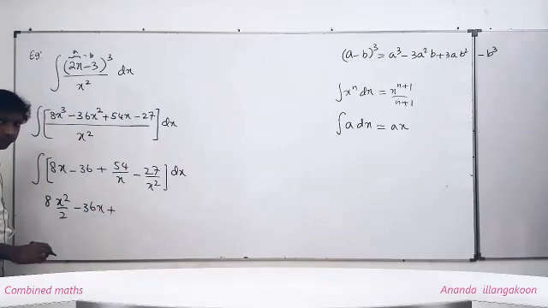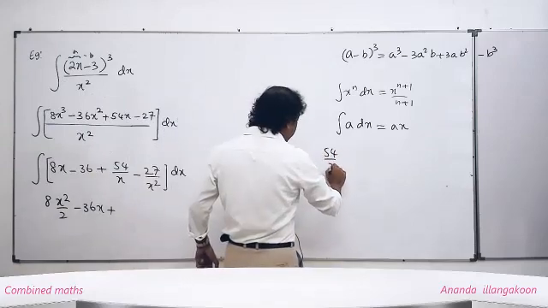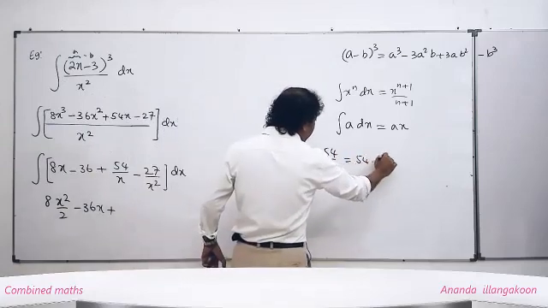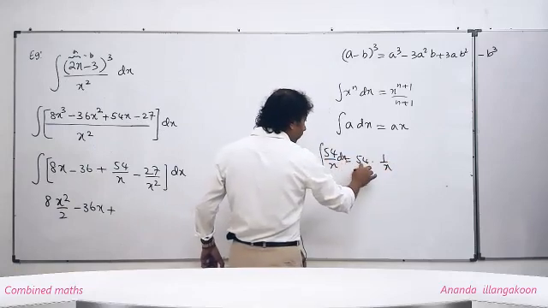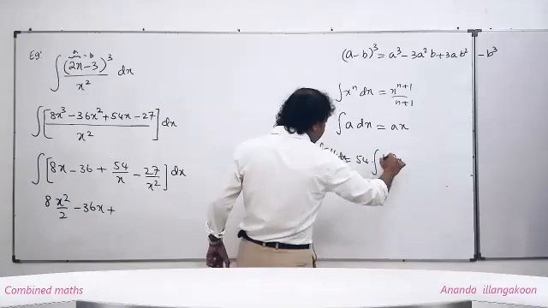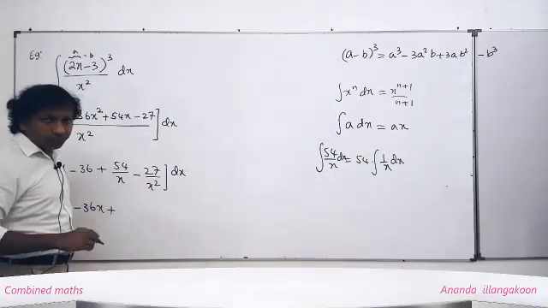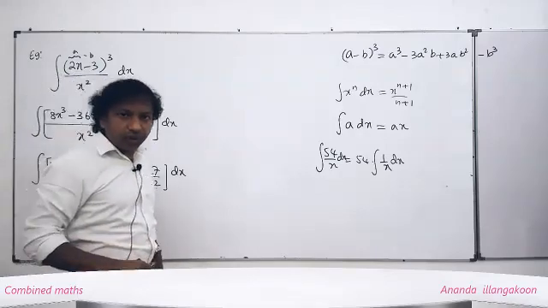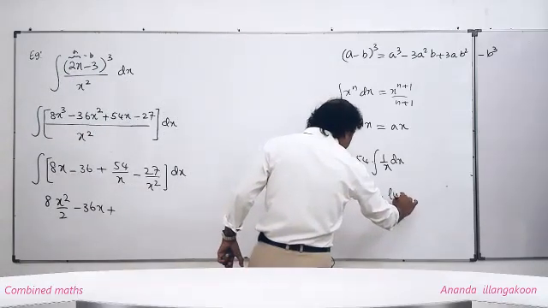54 by x, people. 54 by x we can write like this, no? 54 into 1 upon x. Then when you integrate this, take this 54 out to the right hand side. You notice this 1 upon x, its integral is ln x. So therefore this is 54 times ln x.